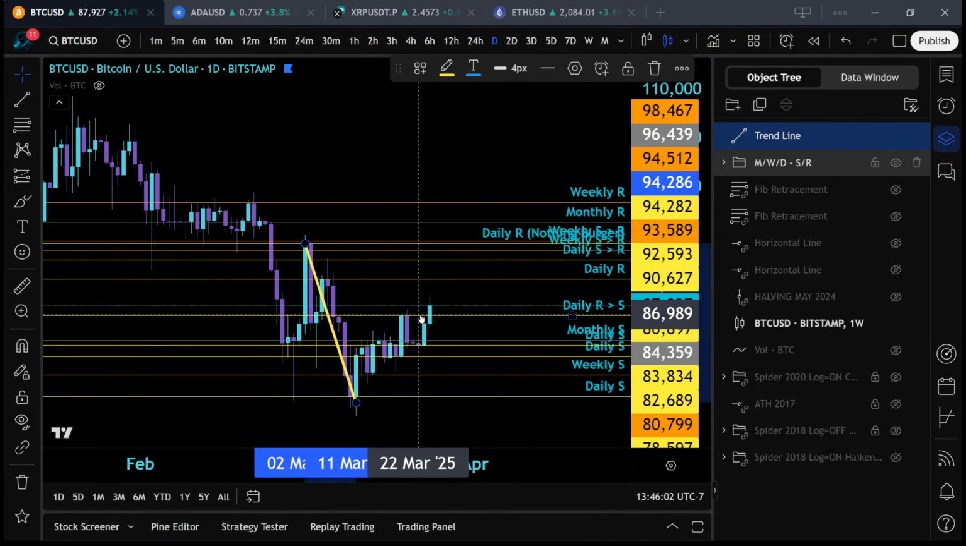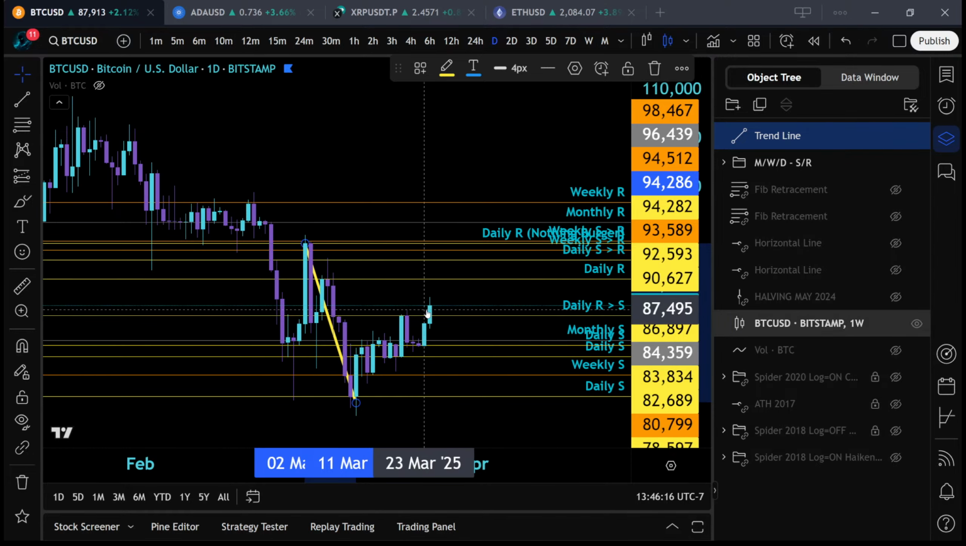Even though it closed right here, we should be consistent with whether or not we're using candles or wicks. In this case, just to err on the side of caution for my own personal trading strategy, if I see a small wick like this, I like to see a close above it. It makes me feel better about the higher high.